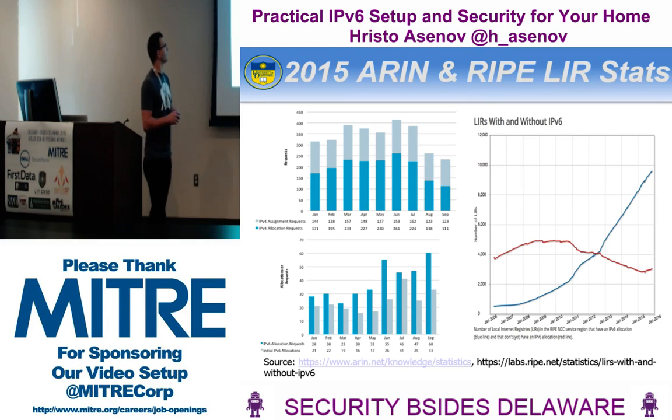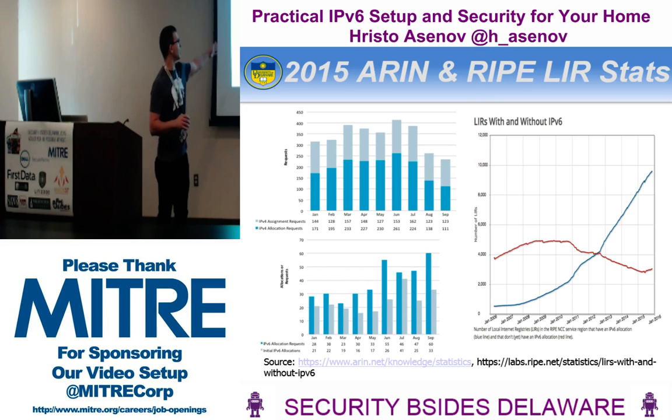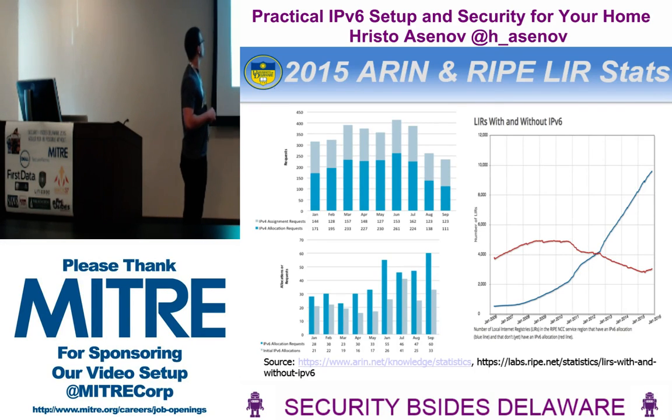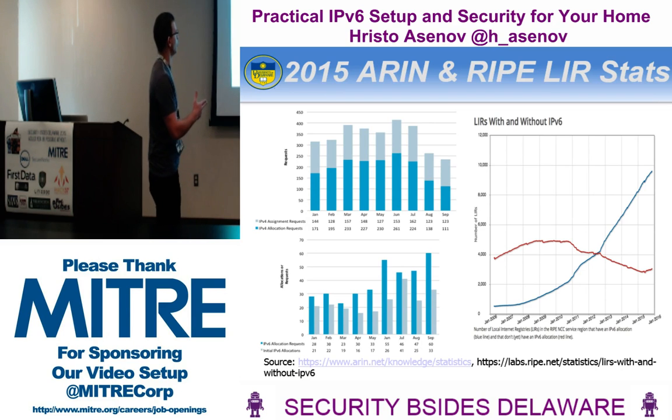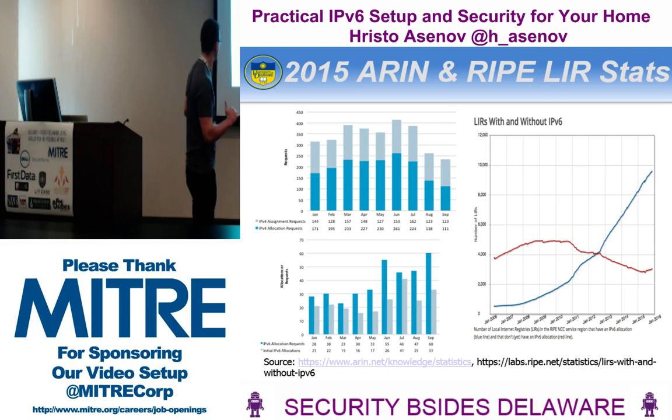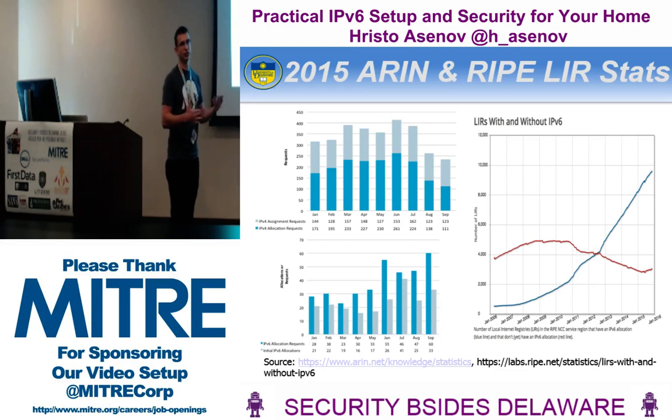Here on the left-hand side is the illustration from ARIN, the North American sector, and it shows IPv4 allocation requests. For instance, in June there have been around 261 requests. The number of V6 allocations has only been 26 in June. So you can see that number is much lower.